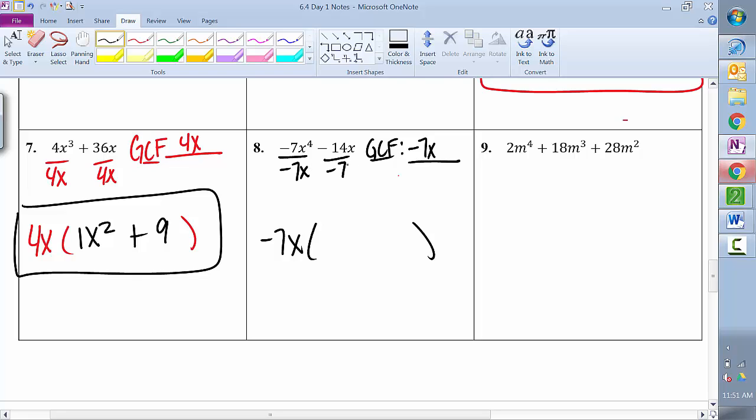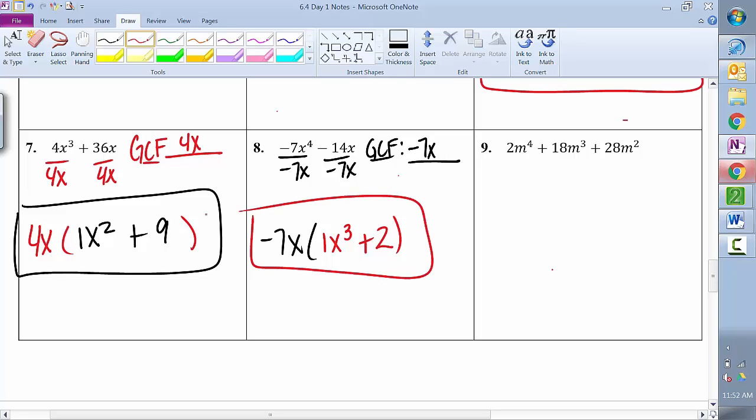Now again, we're going to write that on the outside of our parentheses always and divide each one by negative 7x. Negative 7 divided by negative 7 is 1. Negative divided by negative is a positive. Good. x to the 4th divided by x is x cubed. Careful. Negative 14 divided by negative 7. Positive 2. Very good. And we're done.